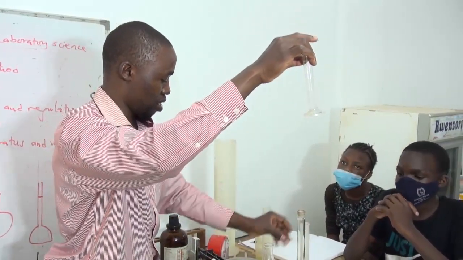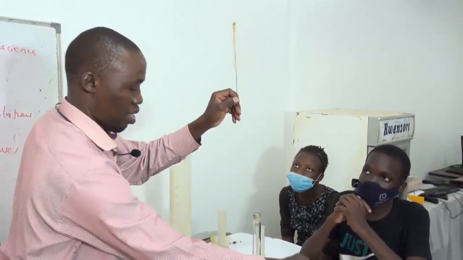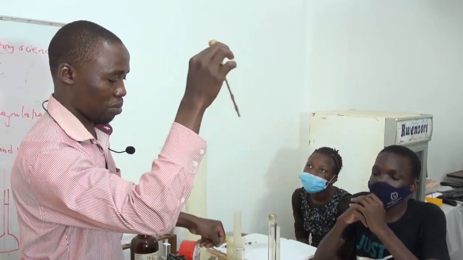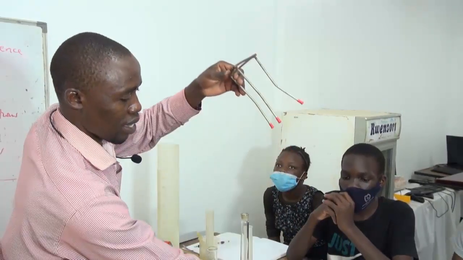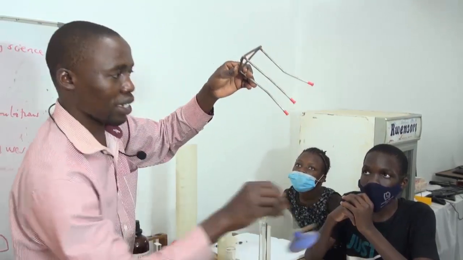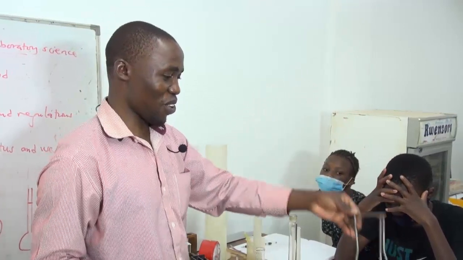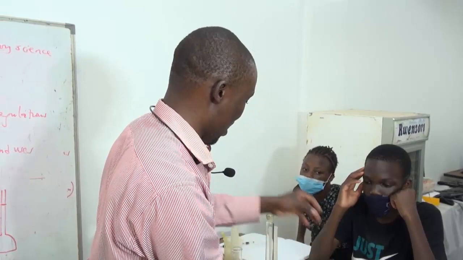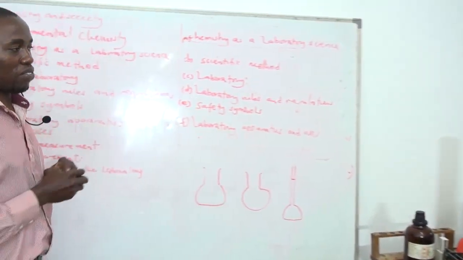Measuring volumes of liquids. Test tube brush, washing test tubes. Test tube holder, used during heating. Tripod stand, for holding containers that are heated, not so? During heating. Yes. Okay. Now, turning very fast.